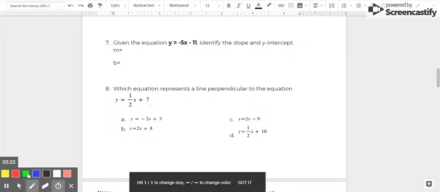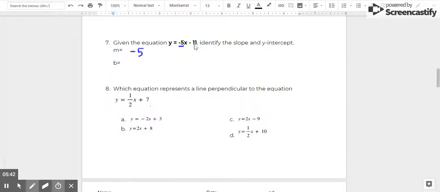Then number 7, it's really easy. It should be really easy now. When you have a slope-intercept form, the slope is the number which is multiplied to x, which is -5, and then the number added or subtracted to that term, that's going to be the y-intercept, -11. Copy it down. Number 8.